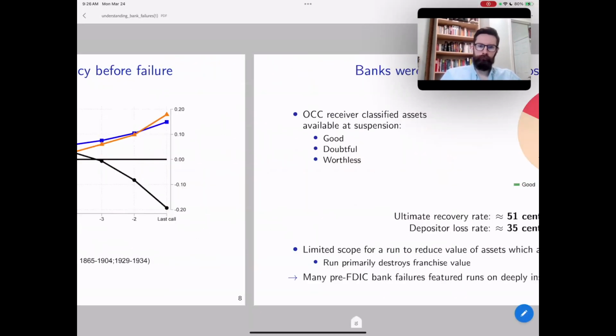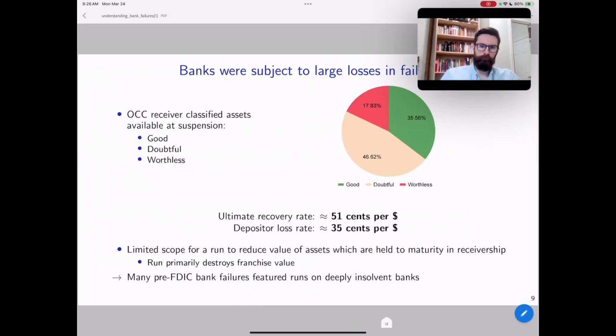So just highlight one fact for you: when banks failed historically in the United States before the FDIC was in place, the assets that they were still holding as they went through bankruptcy or receivership, the equivalent of bankruptcy for banks, were very much in distress. So when banks were closed, the OCC that supervises the national banks documented exactly what happened in each failure of a national bank throughout receivership. When they closed the bank, they assessed immediately what's the value of the assets. In most cases, they found that around 18% of the assets are worthless, and around 47% were doubtful.